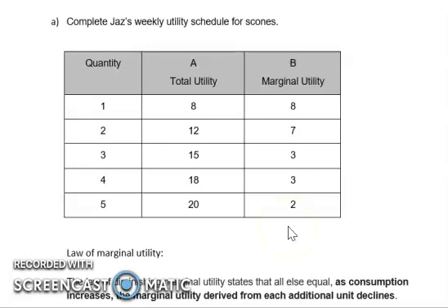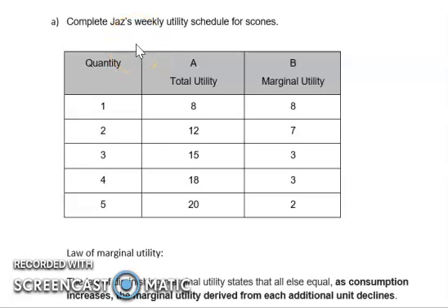So, what's the law of marginal utility? It's the law of diminishing marginal utility. So what does the law of diminishing marginal utility state? It states that as we consume more and more of a product, the additional satisfaction that we get will start to decrease. And if we read this one, it says as consumption increases, marginal utility derived from each additional unit will decrease. And to support your answer, you can use the example from the table.